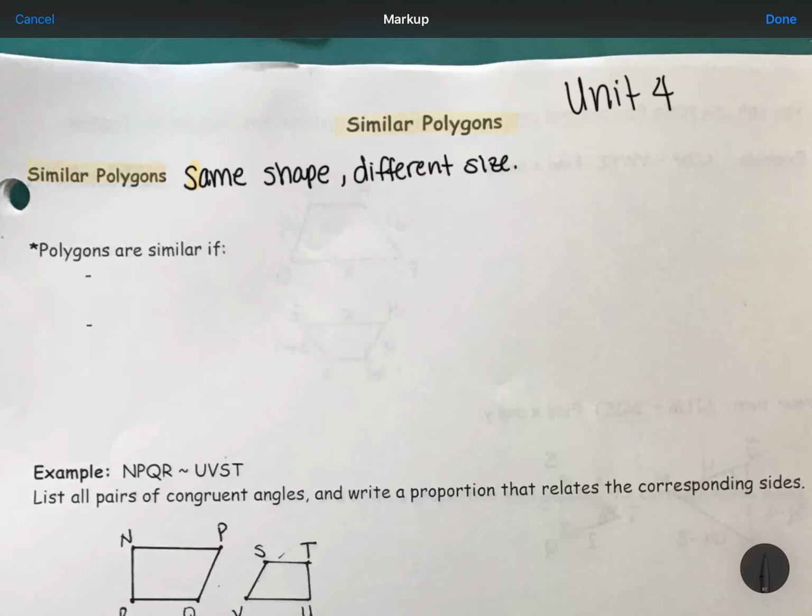Polygons are similar if two things have to happen. Their corresponding angles have to be congruent. Remember, corresponding just means if I were to cut the shapes out and stick one on top of the other, the angles that land on top of each other are called corresponding. So corresponding angles are congruent.